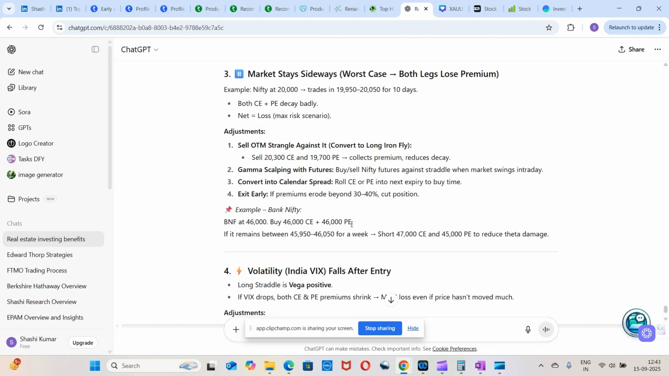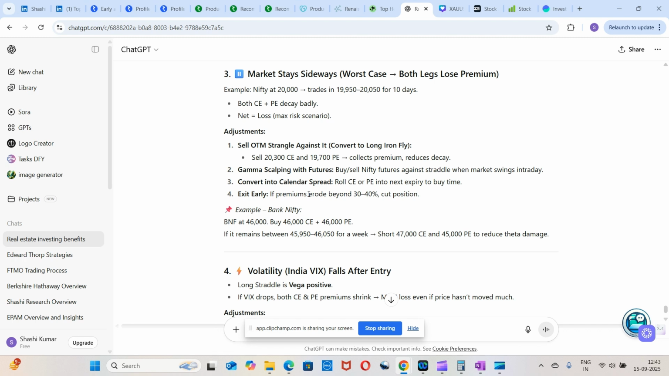So what you need to do as an adjustment here is sell an OTM strangle against it. So we'll convert it into a long iron fly. Okay, so with a long iron fly, your total premium won't be gone. It will be a risk adjusted strategy. So what you could do is sell a 20,300 CE and a 19,700 PE. Okay, so that will collect the premium and reduce decay.